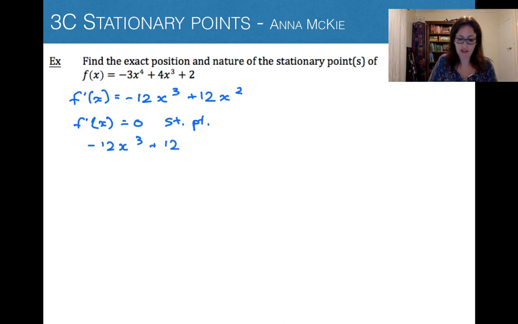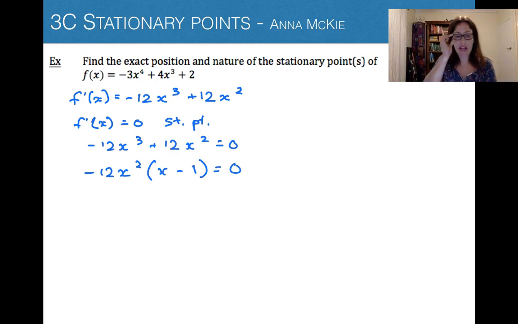You could start factorizing straight away if you like. Taking out a factor of 12 and x squared. Always take out a leading negative if there is one there to leave us with bracket x take 1. And solving for x using null factor laws, it would be when x is equal to 0, which comes from that factor there, and 1.